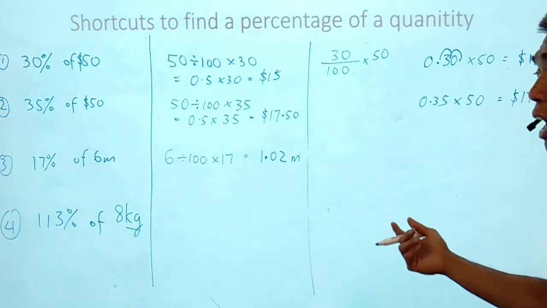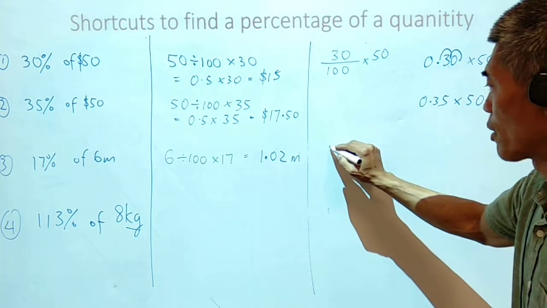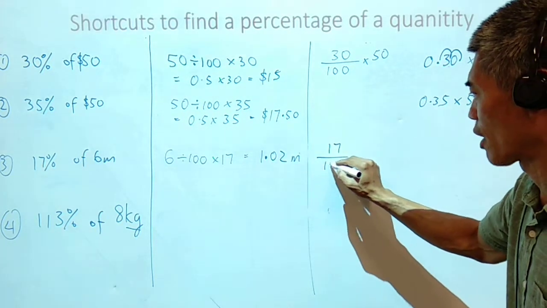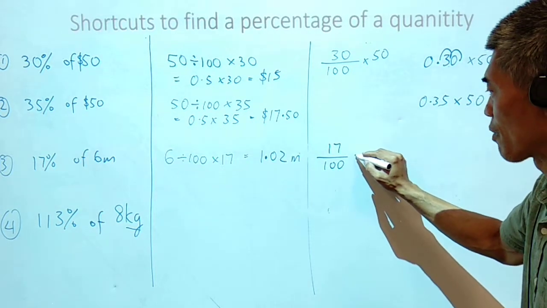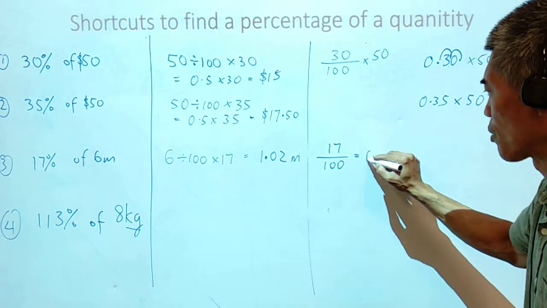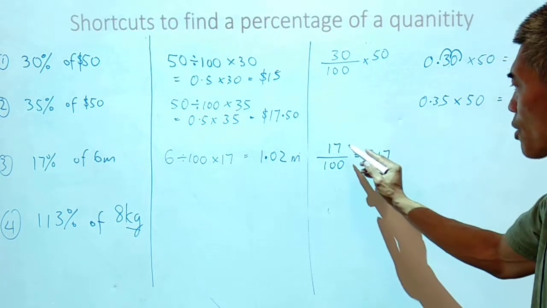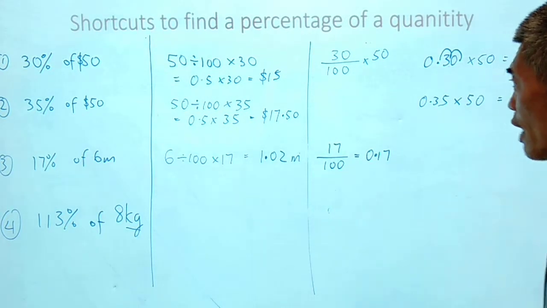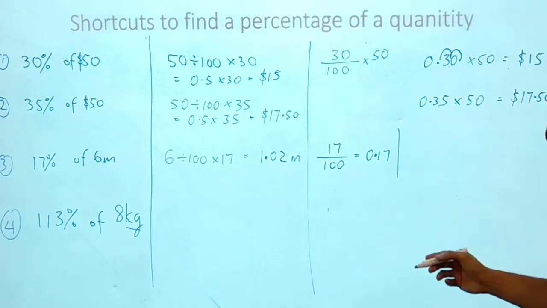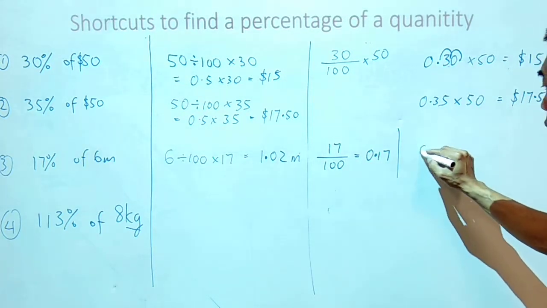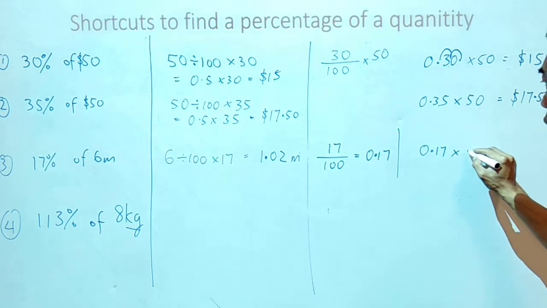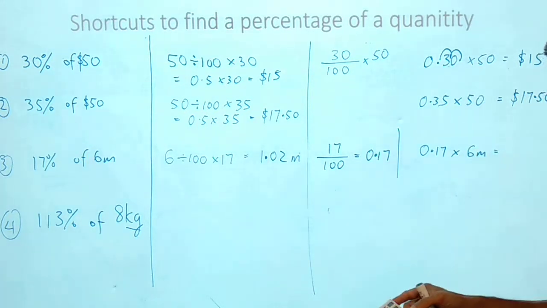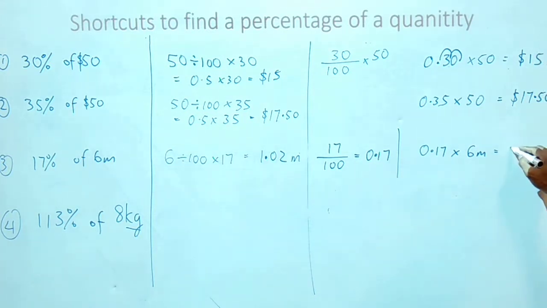Now, if you are really familiar with decimals, we know that 17% is actually 17 out of 100, and we know that when we divide 17 by 100, we have 0.17, and that's because we have moved the decimal place on the right side of 17 2 decimal places to the left. So with that in mind, when you use a calculator, you can straight away key in 0.17 times 6 meters. There you go. 0.17 times 6 meters gives us 1.02.